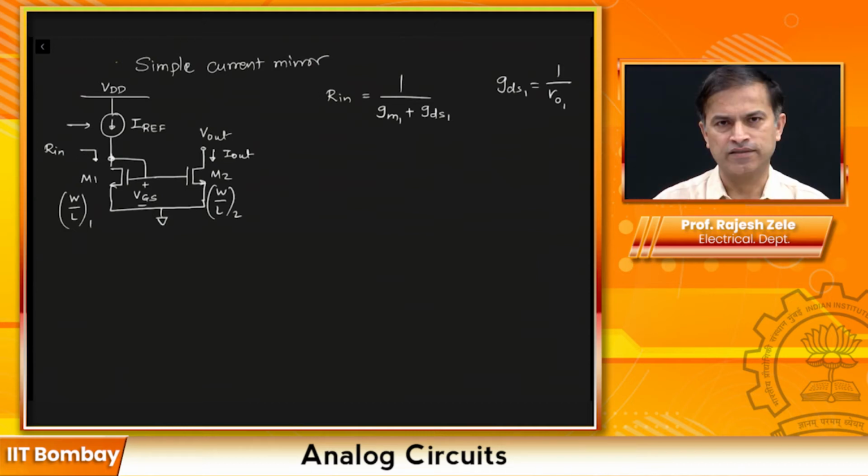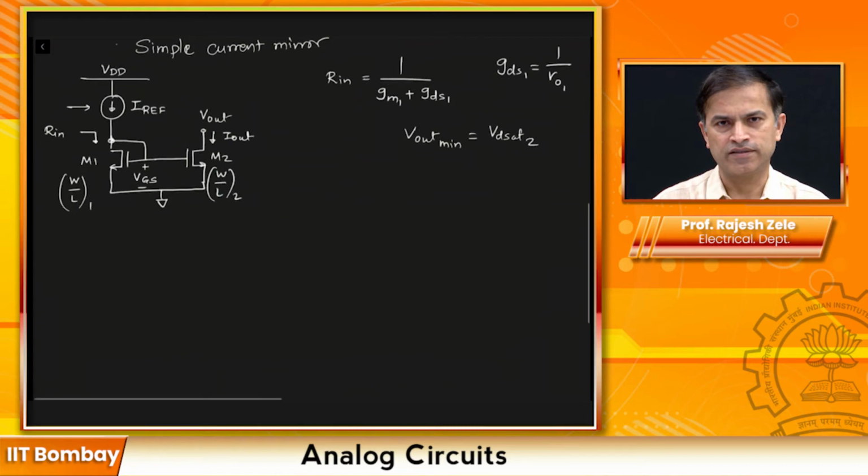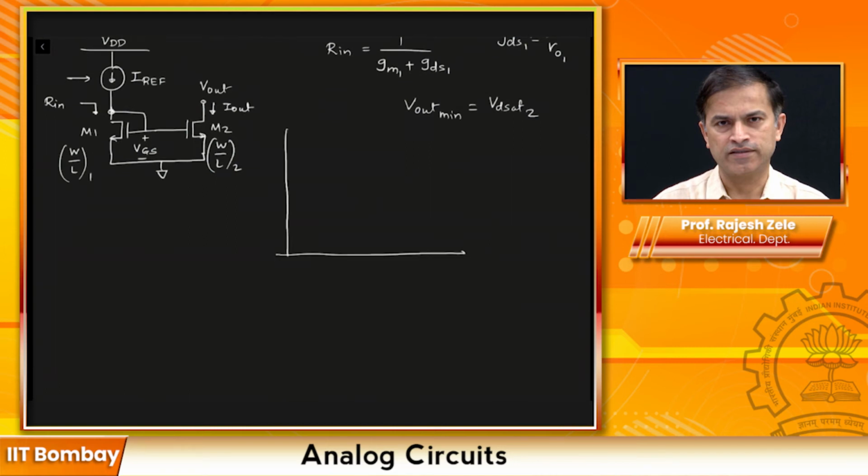V out minimum. We already know the transistor M2 is going to be in the saturation region only when V out minimum is equal to VD sat of 2. If the V out goes below VD sat 2, then transistor M2 will be out of saturation, and we won't get the current that we were desiring to get. Let's plot the current as a function of V out, since we are looking at M2 as a current source for other circuits.